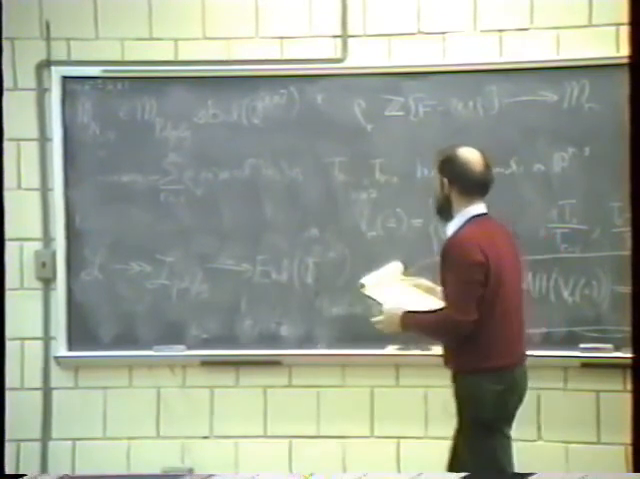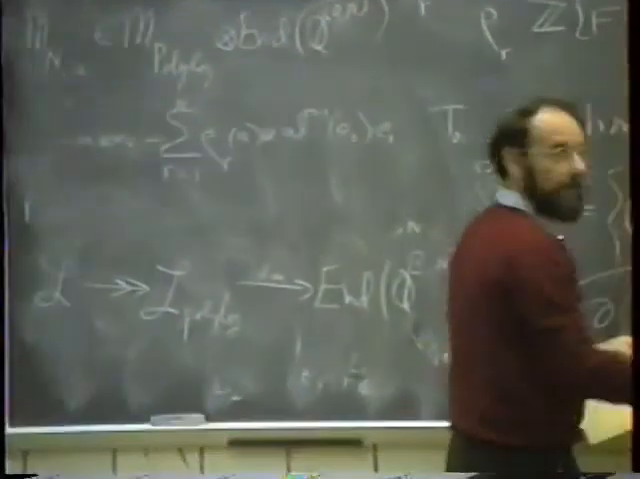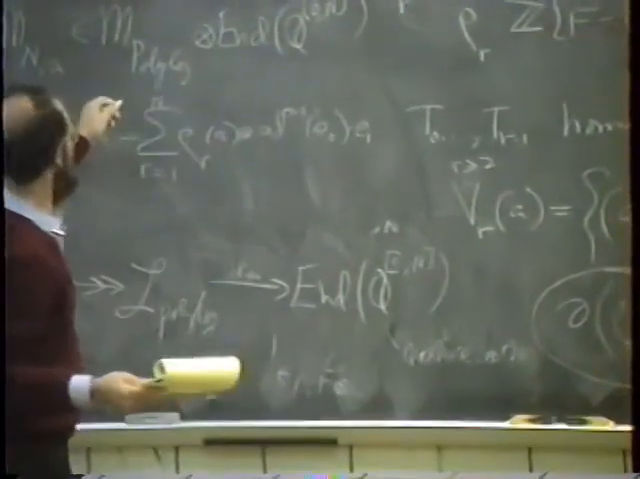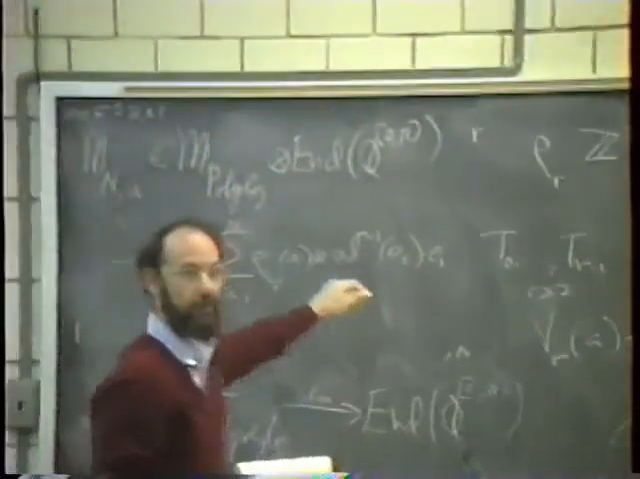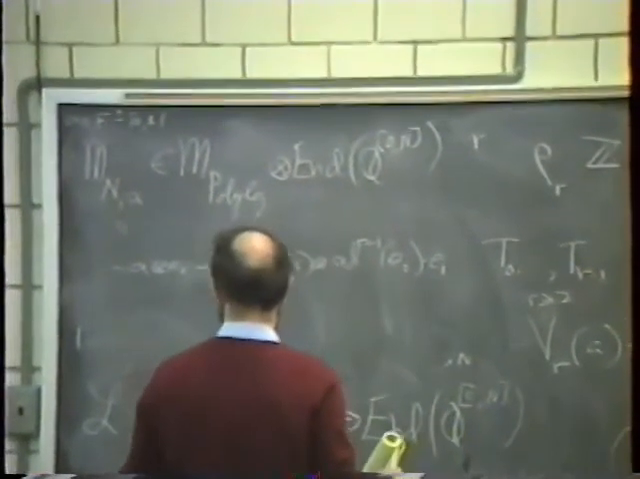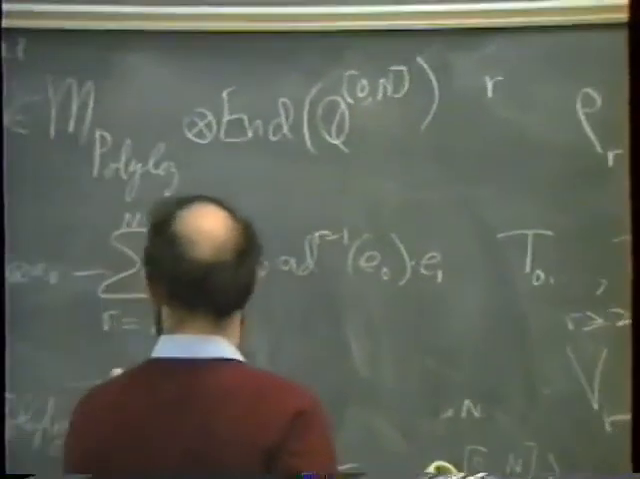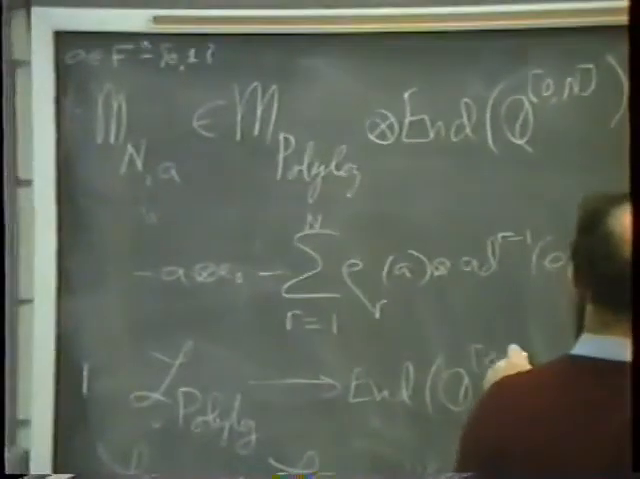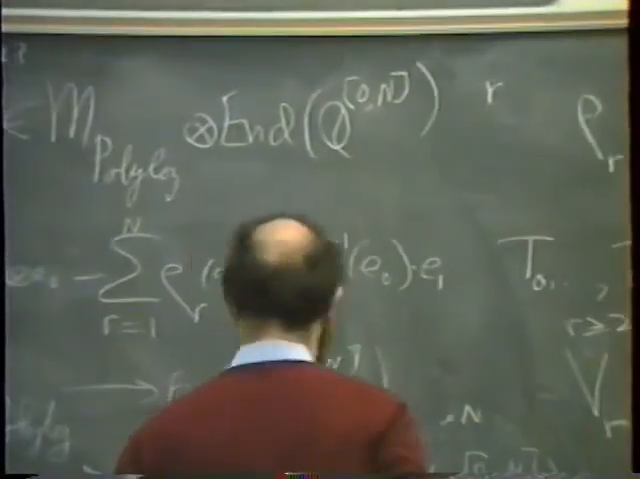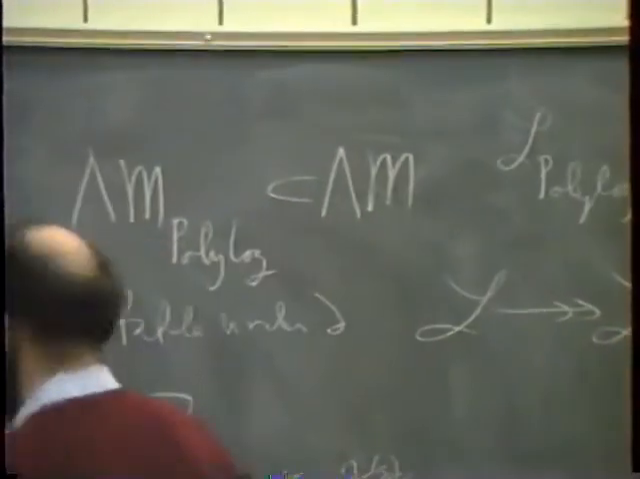And it's a simple calculation based on the boundary formula for the rows here to convince yourself that this is actually a representation of the Lie algebra. So this actually gives us a representation L poly log goes to End Q zero. Okay, well, there's much more that one could say about various realizations of this thing and so forth, but I think that's enough of this.